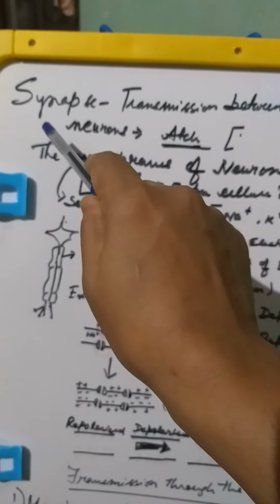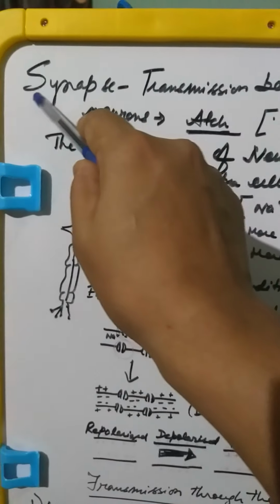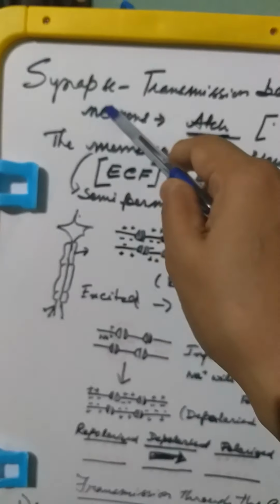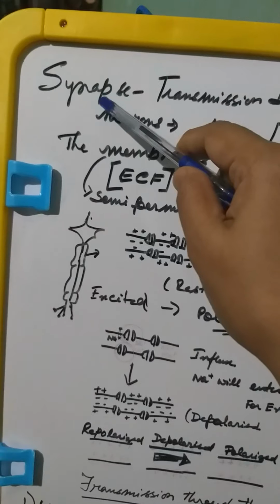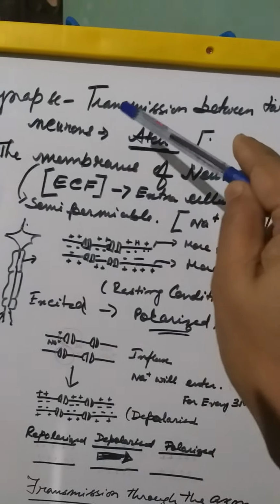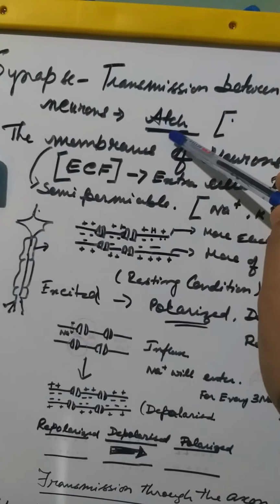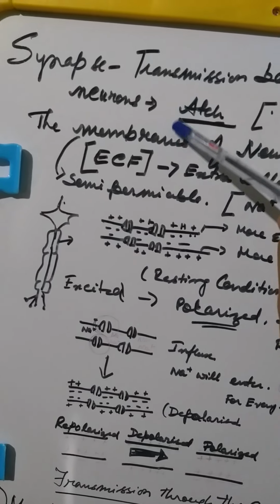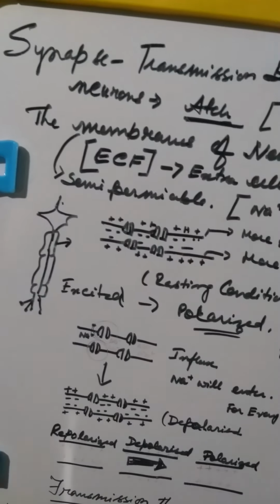Now, in our last class, the previous one before the brain, we had dealt with the synapse and the structure of the neuron. So what is a synapse? We had dealt with the synapse. A synapse is the transmission between two neurons. We had seen that a complex is formed with the acetylcholine, and that is called a synapse.